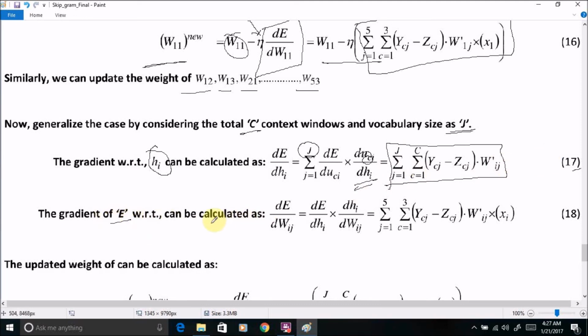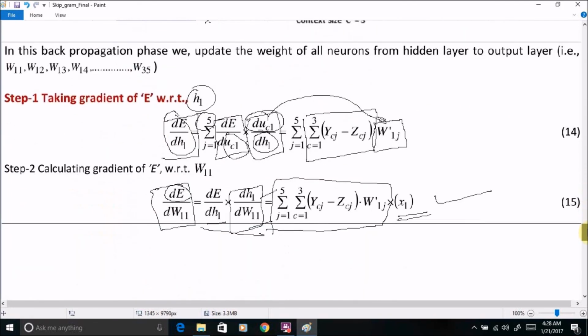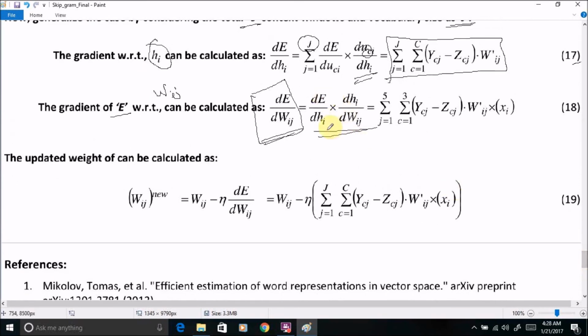Similarly, the gradient of E with respect to Wij can be calculated by using the reverse chain rule that we discussed here. We have calculated the derivation of E with respect to H1 by using the reverse chain from Uc1 to H1, and now we will calculate the derivation of E with respect to W11 by using the reverse chain from H1 to W11. So we use this reverse chain related information in expanding this derivation: derivation of E with respect to H1 into derivation of H1 with respect to W11. So this is a capital J, this is a capital J and this is a capital C. So this is our calculation output, and after that we can update the weight in a similar fashion to what we did here.